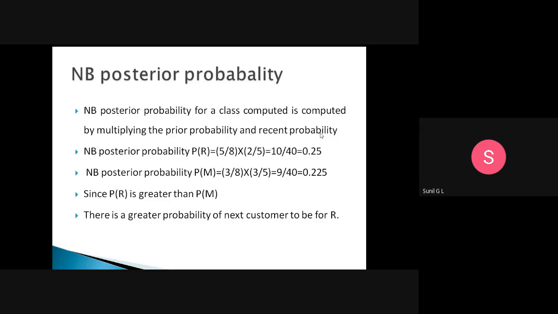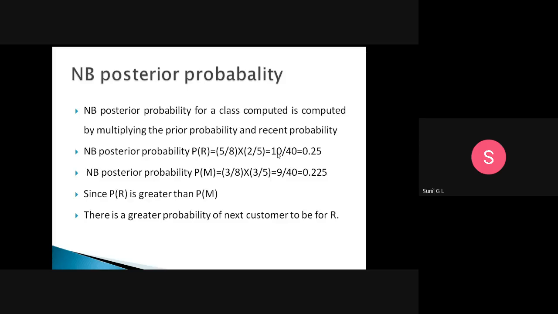Prior probability is nothing but past data, and the recent data is the recent probability. That is the probability of past data and the probability of recent data, and that one we are correcting. The posterior probability of P(R) for haircut will be 5 by 8, which is the prior probability, and 2 by 5, which is the recent probability.